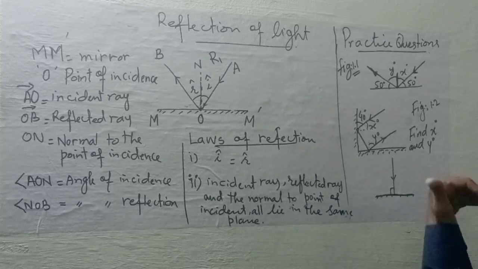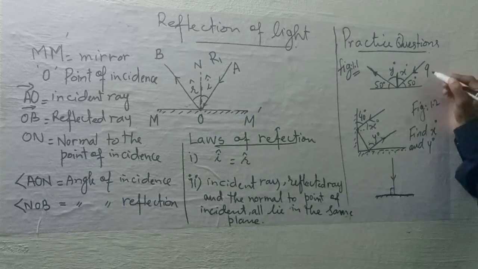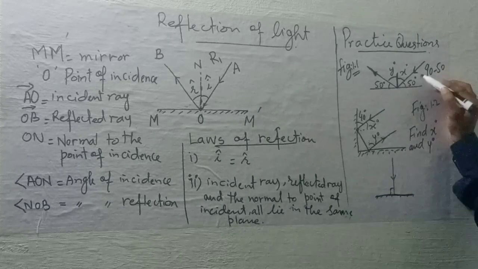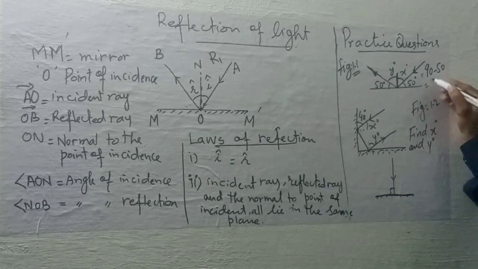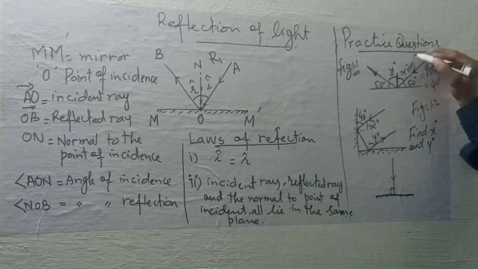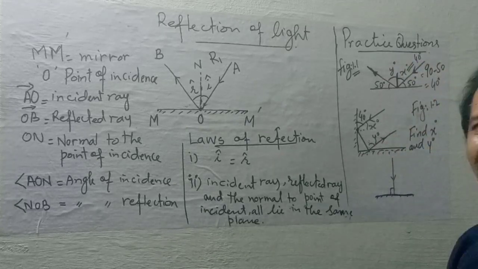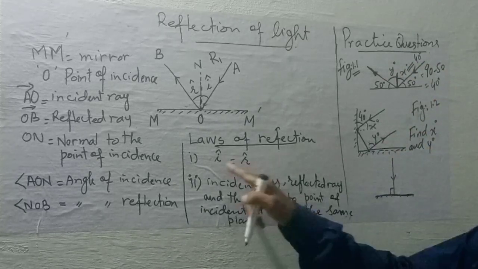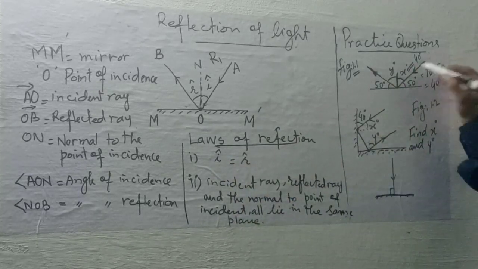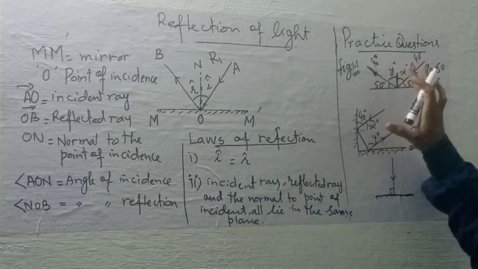We are given one part of the angle, which is shown here as 50 degrees, and to find x from the 90 degrees, we will subtract 50 degrees from 90 degrees. So the angle becomes 40 degrees. So x is equal to 40 degrees. When x, the angle of incidence, is 40 degrees, obviously the angle of incidence is equal to the angle of reflection, so y is also equal to 40 degrees. So the first diagram is solved for you.